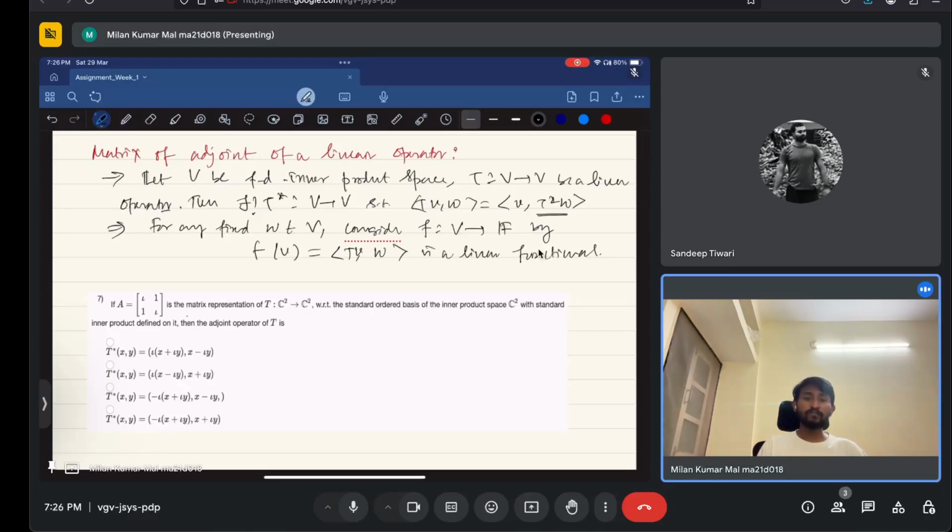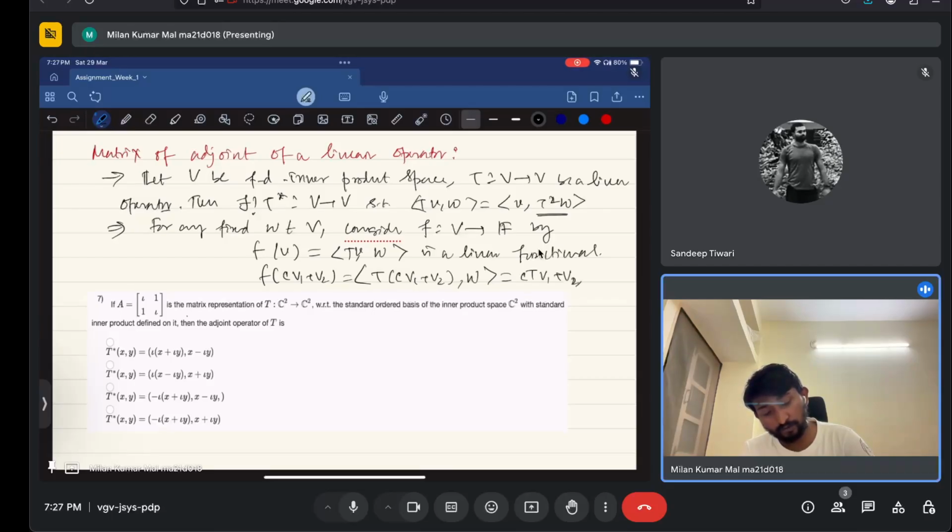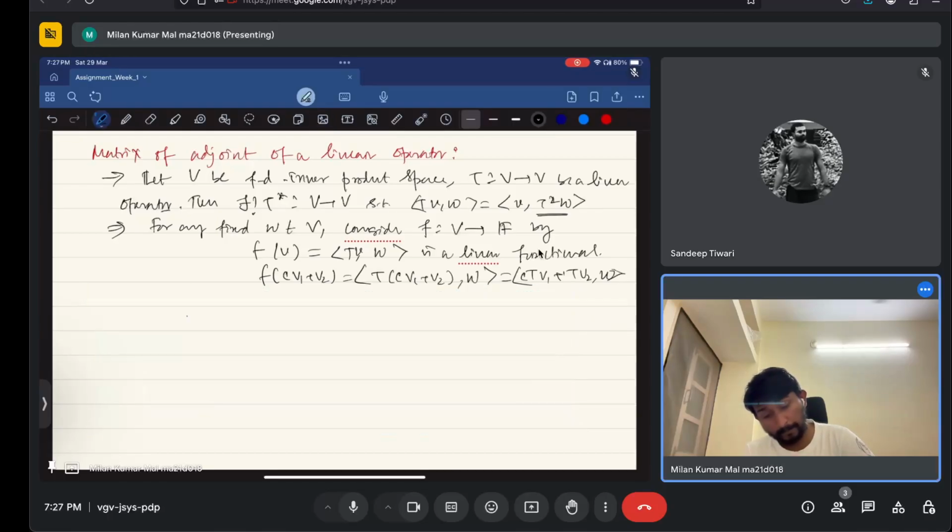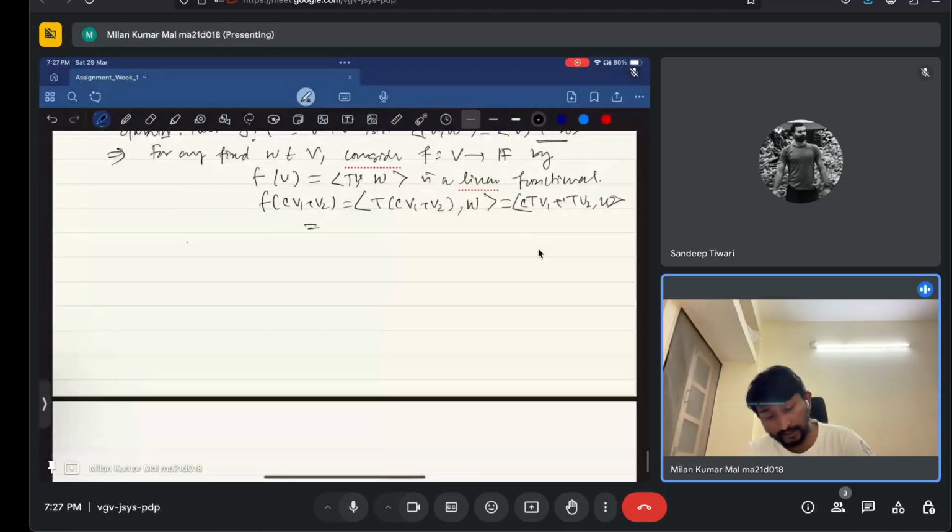That means f of cV1 plus V2 equals the inner product of T of cV1 plus V2 with W. You have to use the linearity of T. You will get c TV1 plus TV2 with W. Then c will be outside, which comes via the properties of the inner product, so you get c times inner product of TV1 with W plus inner product of TV2 with W. Then c of f V1 plus f V2.